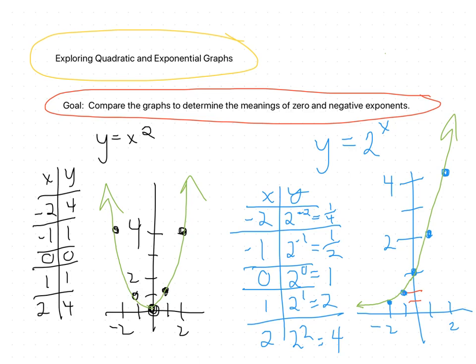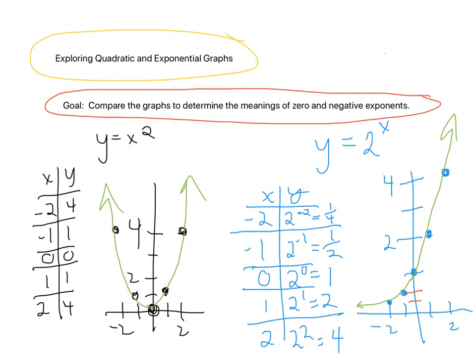Hello everyone. Exploring quadratic and exponential graphs is the focus of this video. What's our goal? We want to compare exponential graphs and quadratic graphs, so we can further determine and understand the meanings of zero and negative exponents. So the big picture is exploring the two graphs. The very specific goal is zero and negative exponents.